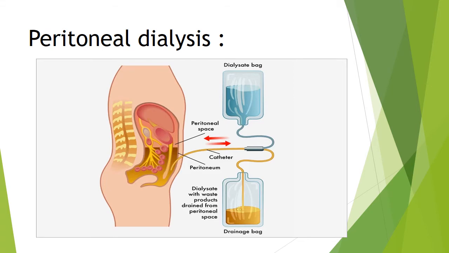The catheters supply blood to the dialysate bag, which you can see in the diagram on the upper side. There is a dialysate bag in which dialysate is present, which contains a dialysis fluid as we discussed in the previous slide. So students, when the blood passes into that dialysate fluid, all the waste products present in the blood are removed into the other bag, that is the drainage bag. Then after purifying the blood, that clean blood returns into the body through the peritoneal cavity or peritoneal membrane.